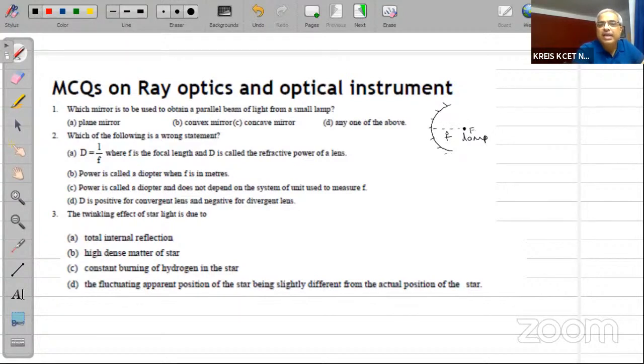Any ray of light that comes from the lamp will hit the mirror, and after reflection they all will become parallel. They all will become parallel. It will happen in the case of a concave mirror.